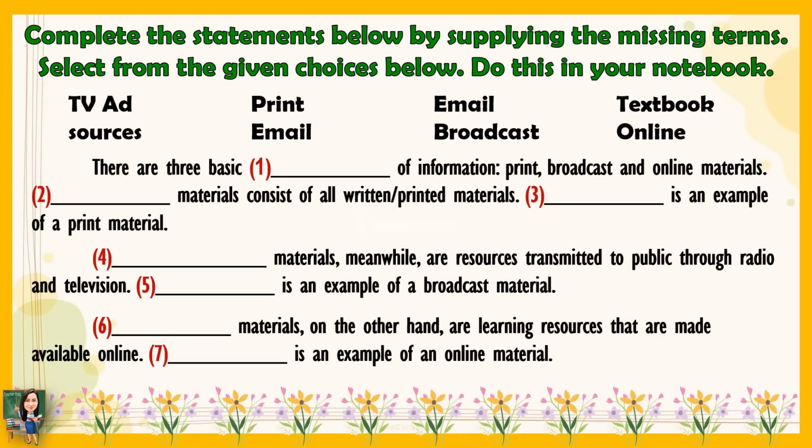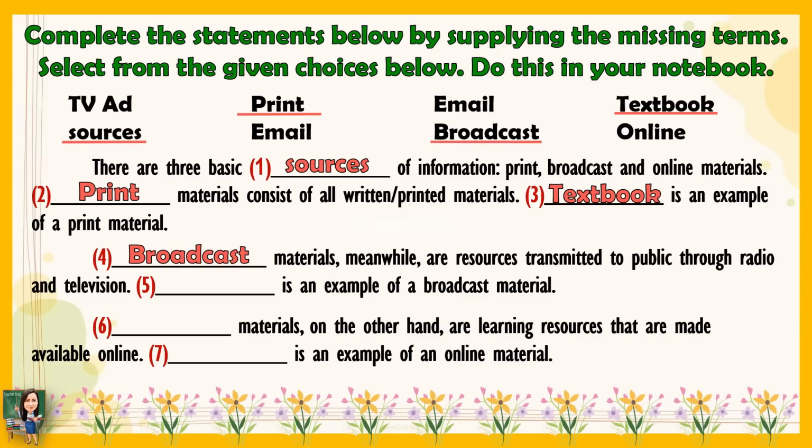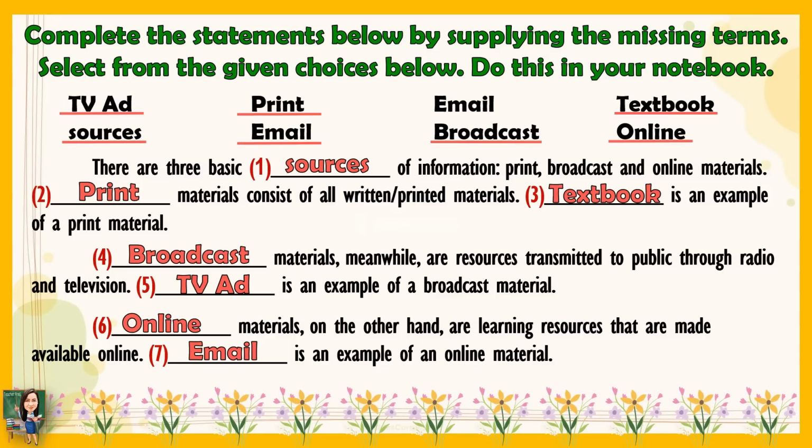Let's answer. There are three basic sources of information: print, broadcast, and online materials. Print materials consist of all written or printed materials. Textbook is an example of a print material. Broadcast materials, meanwhile, are resources transmitted to the public through radio and television. TV ad is an example of a broadcast material. Online materials, on the other hand, are learning resources that are made available online. Email is an example of an online material.